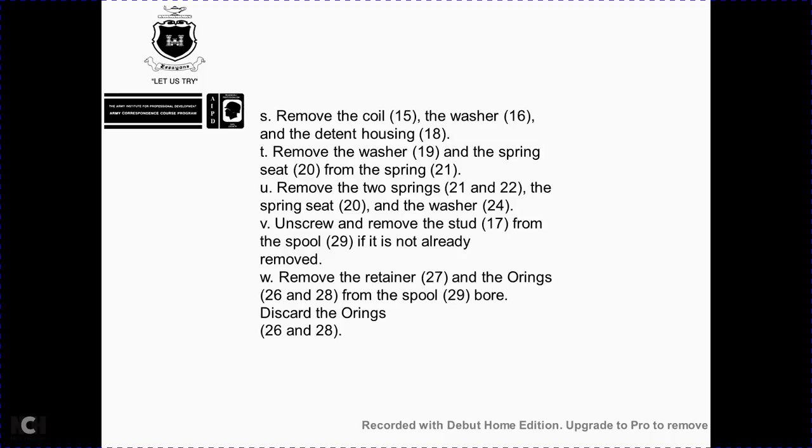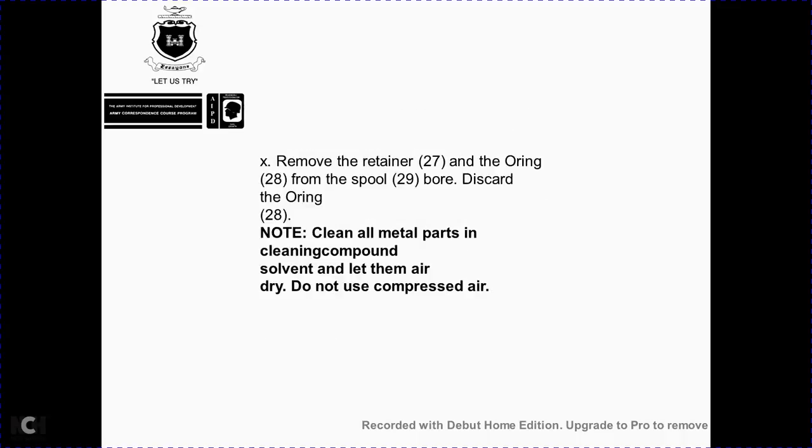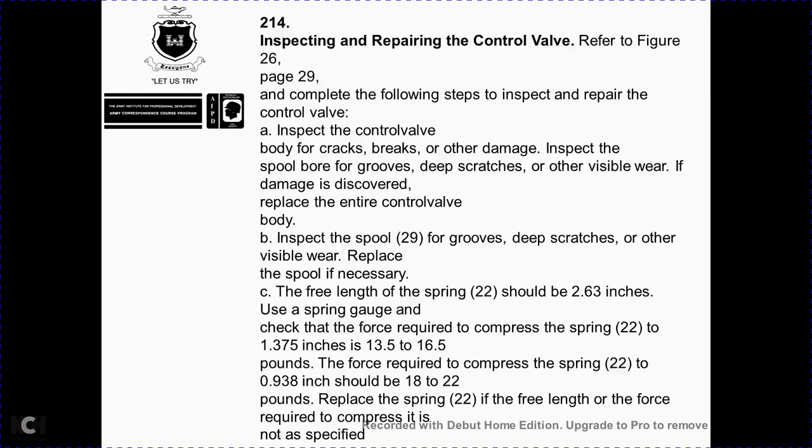Remove the retainer 27 with the O-rings 26 and 28 from the spool 29 and the bore. Discard the O-rings 26 and 28. Remove the retainer 27 with the O-ring 28 from the spool 29 and the bore. Discard the O-ring 28. Now clean all metal parts of cleaning compound with solvent and air dry. Do not use compressed air.